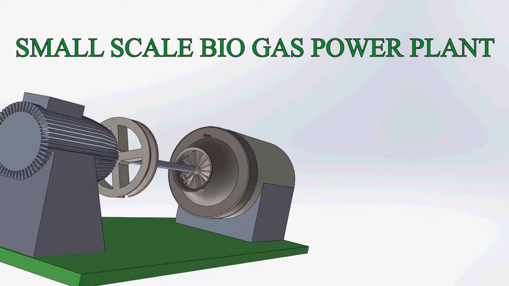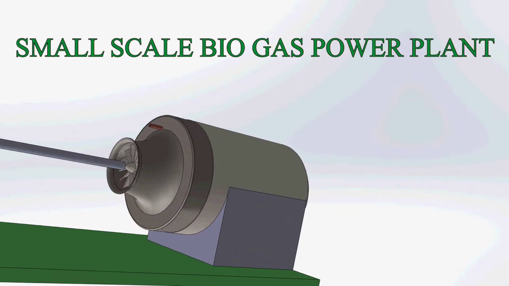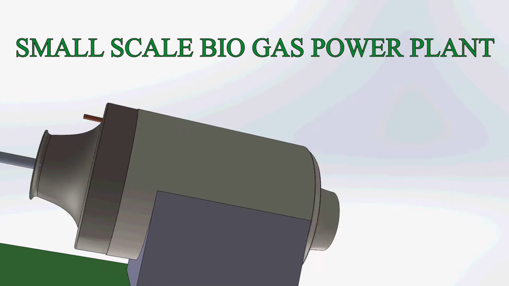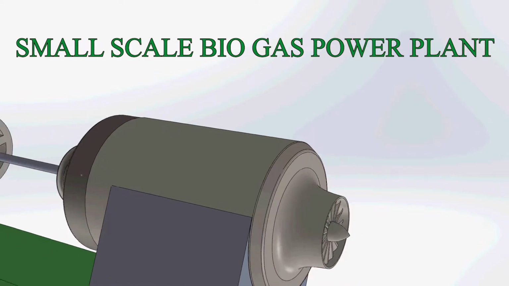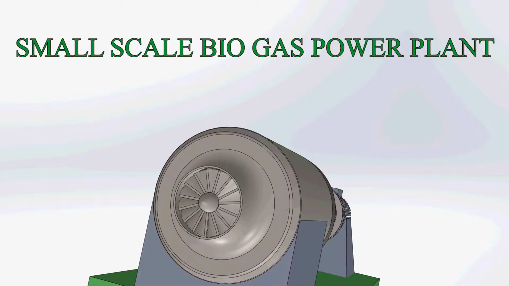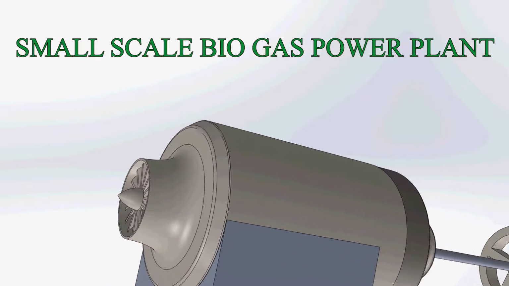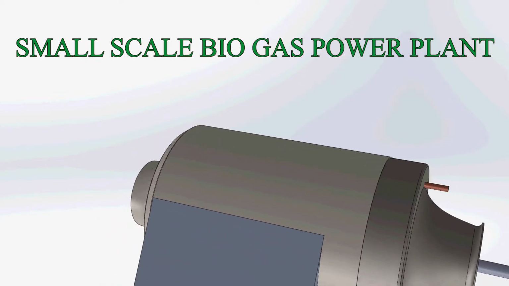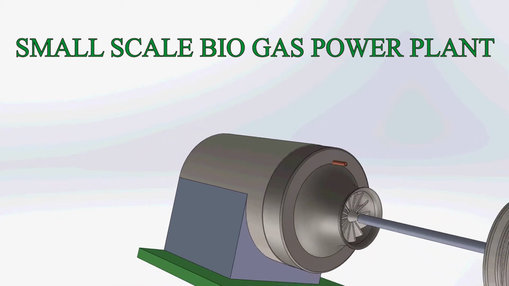This is a small-scale biogas power plant which is designed for production of mechanical power from chemical energy of biogas to generate electricity, which is the current problem in Ethiopia. This heat engine is built from many components which stand to perform specific tasks.